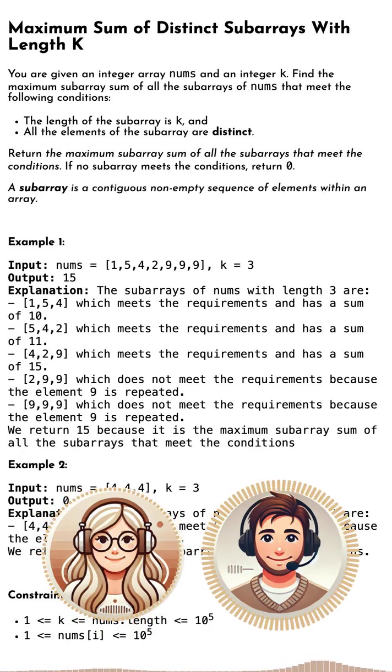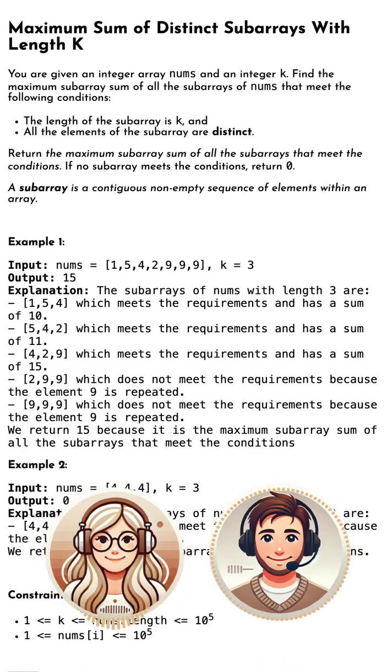Okay, so let's say our input array is 1, 4, 2, 3, 5, 4, and k, our target subarray length, is 3. So we want to find the subarray of length 3 that has the maximum sum with all unique elements. Got it. So how does the sliding window come into play here?